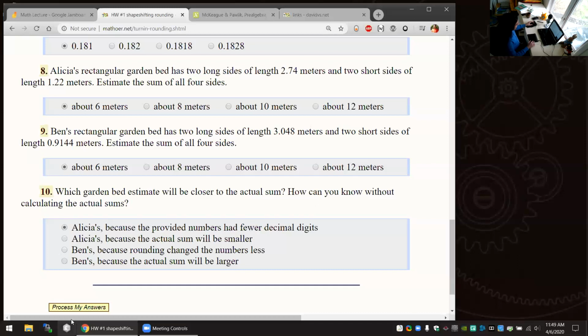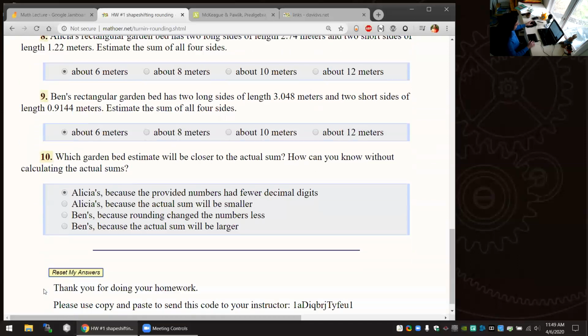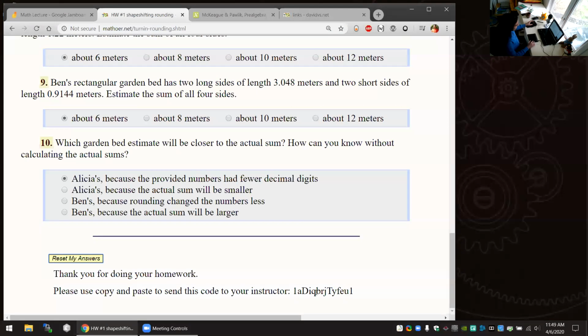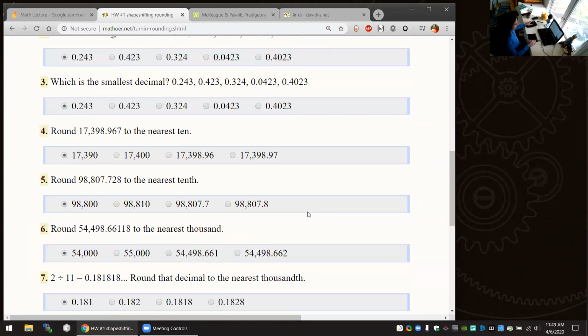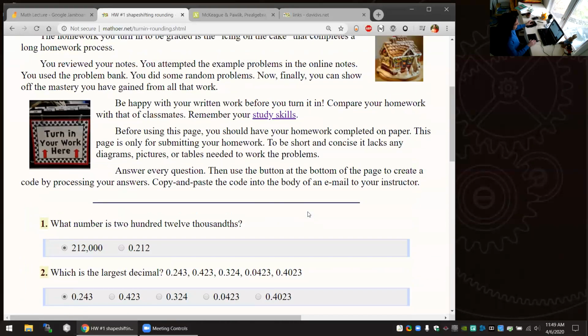And then at the very bottom, it says process my answers. I click on that and it gives me a code. Copy and paste that code into an email or a text and send it to me. And I will get back to you and say, great job, 8 out of 10, you're done. Or good start, 6 out of 10, keep going, or something like that. You can try this as many times as you want, and practice is good.